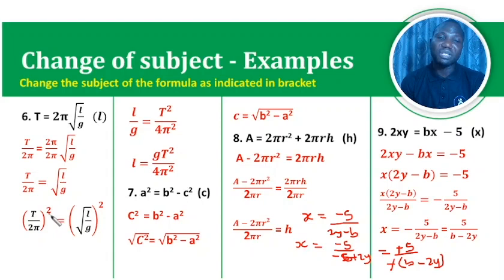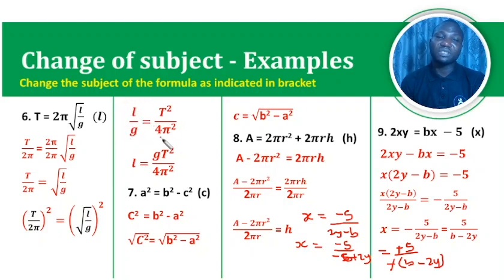So we raise both sides to the power of 2 to eliminate the square root. So t to the power of 2, that is t squared. 2 pi to the power of 2: 2 to the power of 2 is 4, that means 2 times 2, and pi raised to power 2 will give you pi squared. So we're going to have t squared all over 4 pi squared equals, the square here will cancel this square root, so this will be left with L over G.